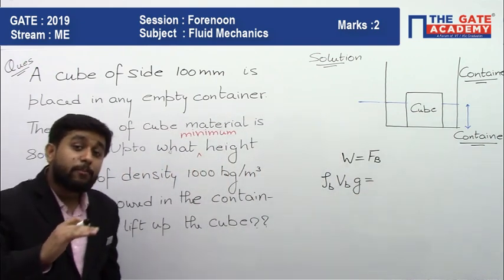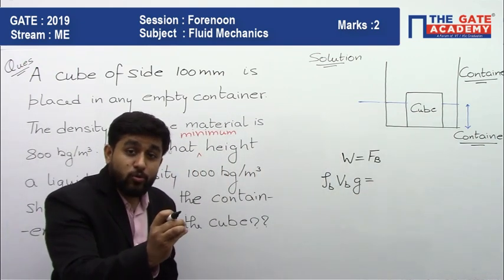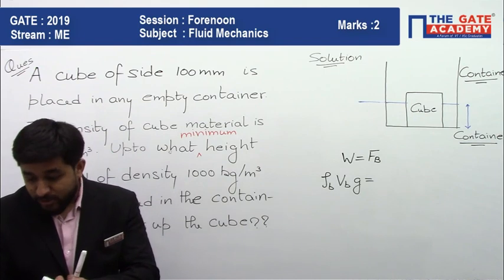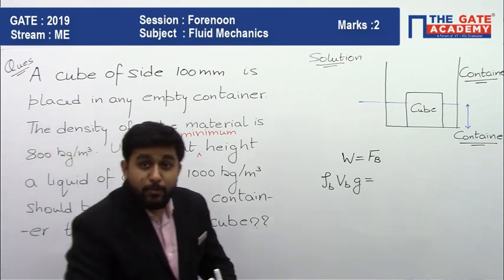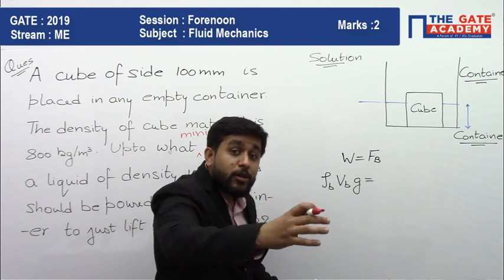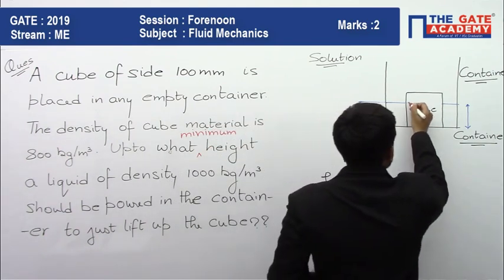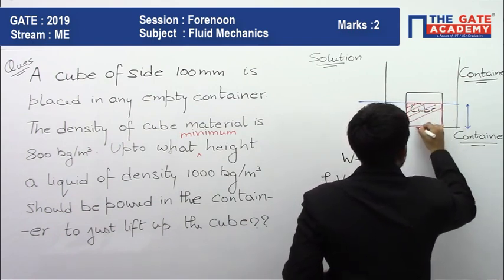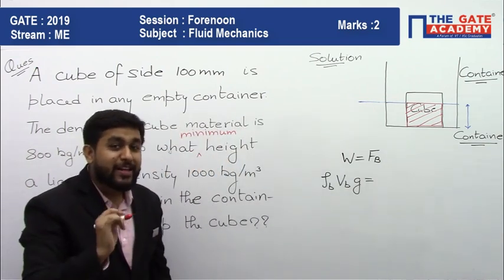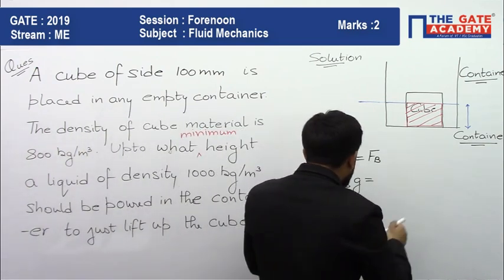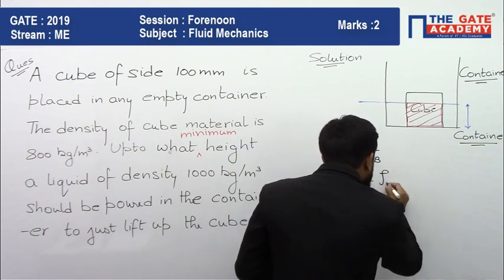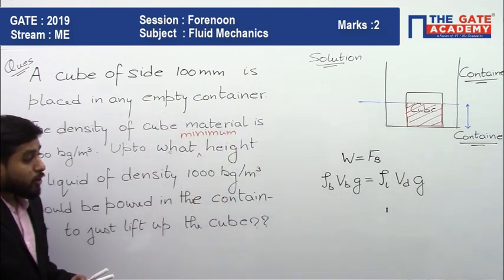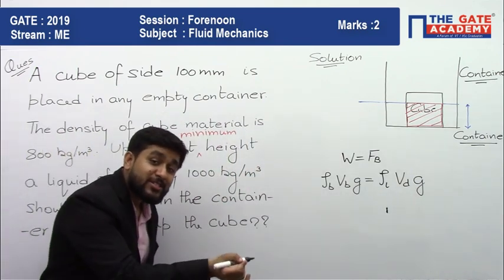And how do you write down the buoyant force? It is equal to the weight of displaced fluid. How much fluid is removed by the body? That is the displaced fluid. The portion of the body inside the liquid is the displaced volume. So this is the displaced volume, in the red. So you will write down the buoyant force as density of liquid into volume of displaced liquid into acceleration due to gravity, where the volume of displaced liquid is equal to the volume of the body inside the liquid.